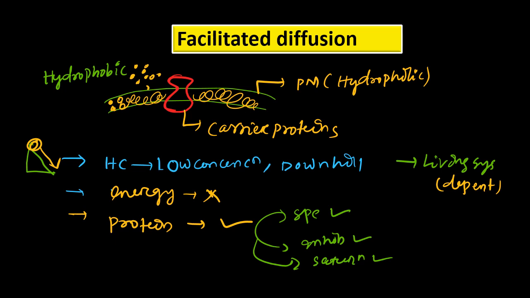Next is facilitated diffusion. So what is facilitated diffusion? Facilitated diffusion is the transport of molecule from higher concentration to lower concentration as in diffusion. But the thing is different. Here it contains a specific protein in the plasma membrane, so it depends upon living system, and another thing, it does not require any energy, but depends upon living system because the protein is composed in the plasma membrane.